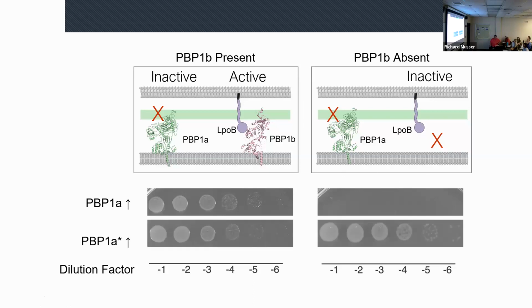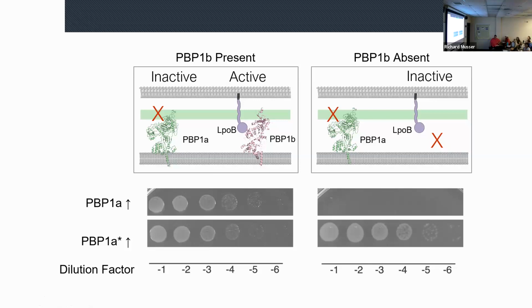If you take one of my PBP1A mutants, you can see that just like with the normal PBP1A, it is still alive when PBP1B is there. But in contrast, you can see that it is also alive when PBP1B is absent. The mutation makes it possible for the PBP1A to be active in the absence of lipo-A.